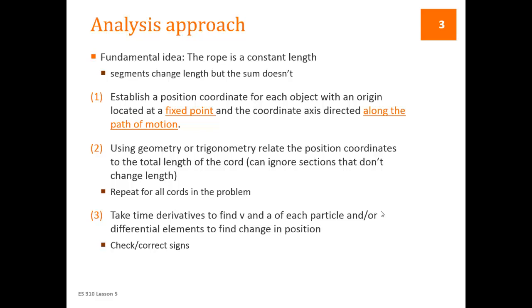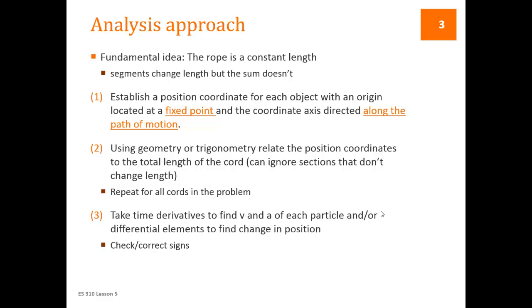So the first thing we need to do is to establish a coordinate origin that's at a fixed point, and then for each object that we're interested in, or each segment of the rope, we're going to draw from a fixed point to that object along its path of motion, and that's going to be our distances. Next, we're going to use geometry or trigonometry to relate all the position coordinates to the total length of the rope.